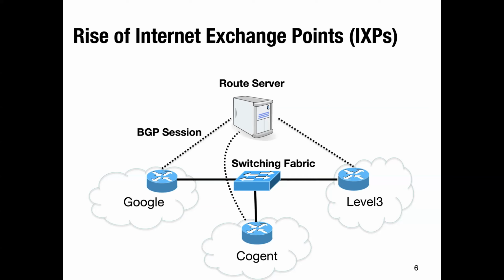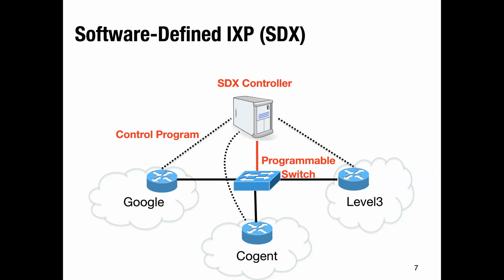So compared to this type of model of exchange points, the SDX idea was to replace the switching fabric with a programmable switch, and replace or subsume the functionalities of the route server. So whatever the route server was doing, it is still going to do the same set of things. But in addition to that, it will also enable software-defined networking in this framework, right? So it will act as an SDX controller.